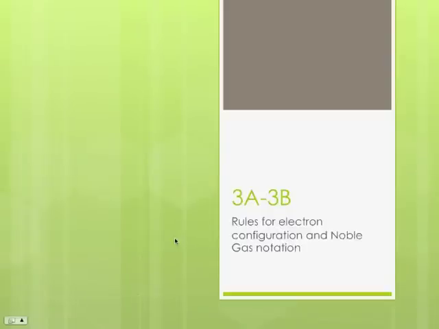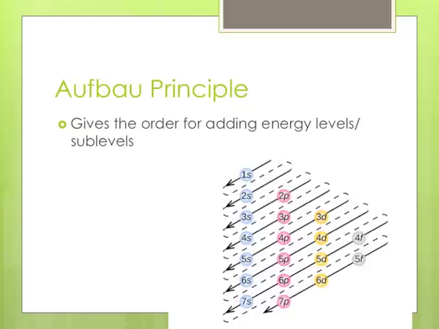All right, so these are our notes on our rules for electron configuration and noble gas notation. We've talked a lot about how to put our electrons in atoms, but we haven't really talked about why we're going to put them there. So the first thing I've gotten questions about is why we put our electrons in these energy levels and sublevels in the order we do. And it has to do with how much energy it takes.